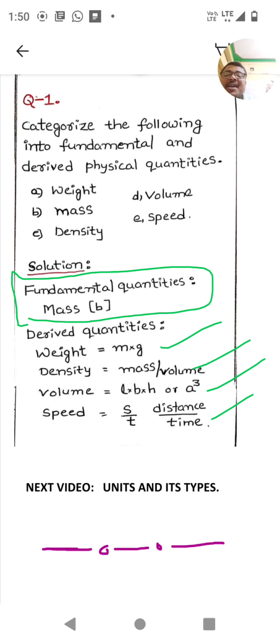What is the formula of speed here? Speed is nothing but distance by time. Distance and time are there. That's why speed also depends on distance and time. Speed also belongs to derived physical quantities. Among these 5, only mass exists independently. Mass cannot depend on other quantities. That's why only mass belongs to fundamental physical quantities. The remaining 4 are derived physical quantities.